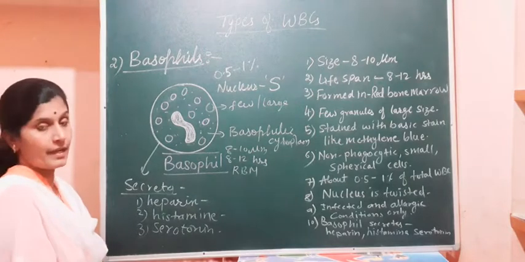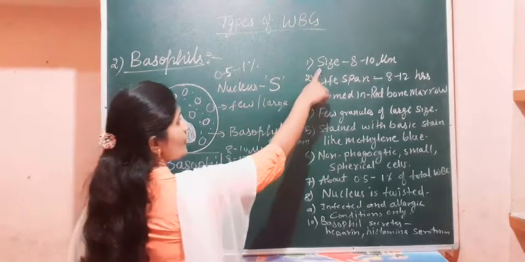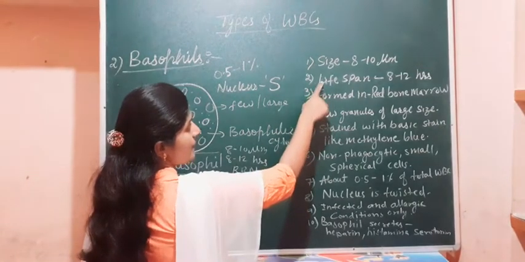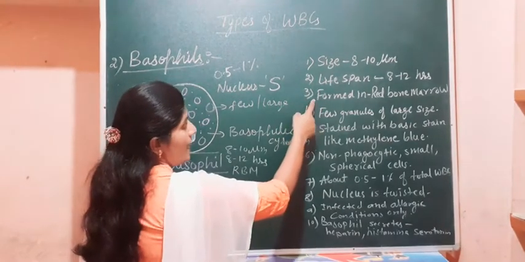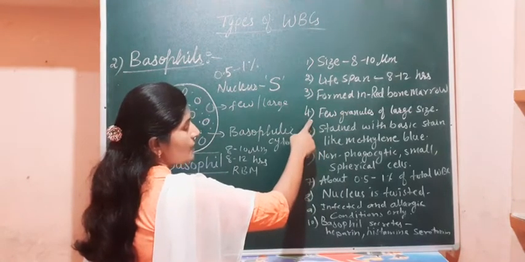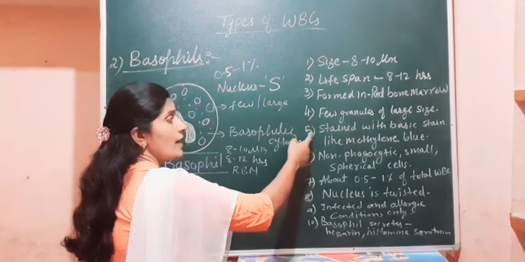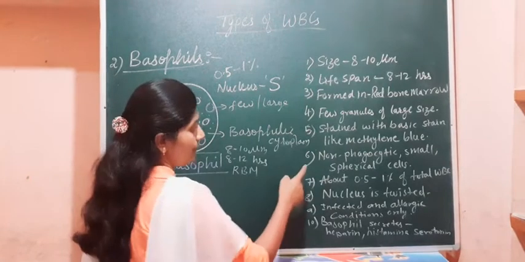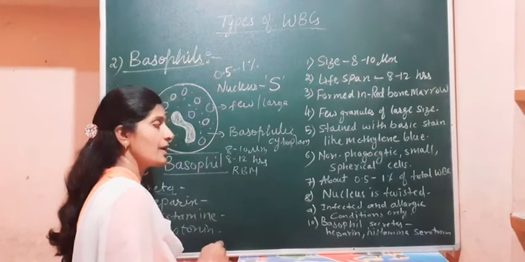So now we will review the basophils. The size of the basophil is 8 to 10 micrometers, and the lifespan of basophils is 8 to 12 hours. They are formed in the red bone marrow, and their granules are few in number but larger in size. Those granules get stained with basic stains like methylene blue. They are non-phagocytic, small, and spherical in shape.